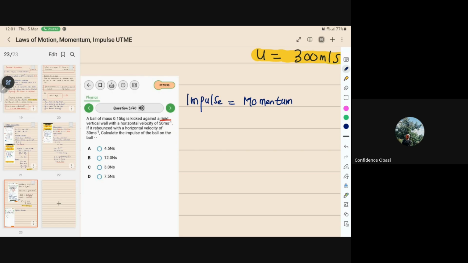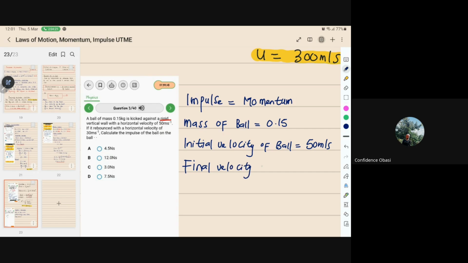Is that not so? Now, you have the mass of the ball, because the wall is rigid. Mass of ball is 0.15. Initial velocity of ball. Have you seen why I changed that very formula? Because they're asking for impulse, so there's no need. So final velocity and change in momentum is equal to impulse. Final velocity of the ball will give me 30 meters per second, since it rebounds back.